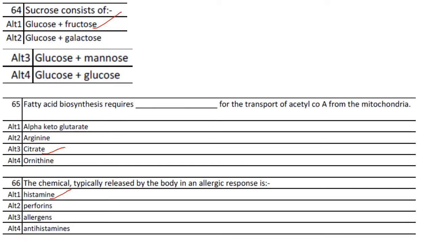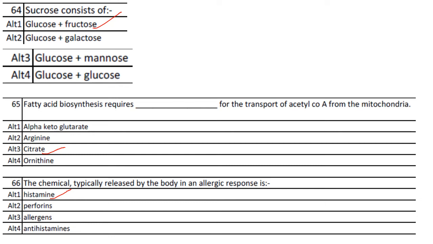Then next one. Sucrose consists of glucose plus fructose. Then fatty acid biosynthesis requires dash for the transport of acetyl-CoA from mitochondria. So fatty acid biosynthesis occurs in the cytosol. So acetyl-CoA has to be transported to the cytosol from mitochondria. Now this acetyl-CoA cannot cross the membrane. It is transported out of mitochondria as citrate.